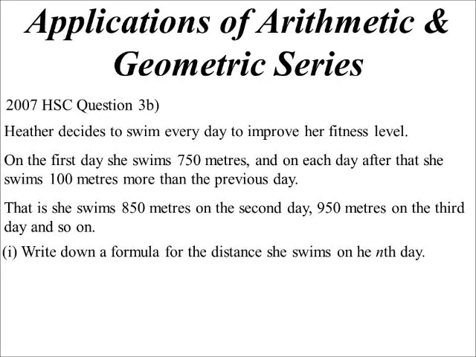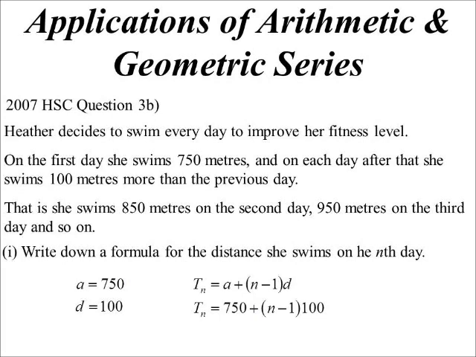Alright, so it really is, we just got to pull out the data. So the first term is the 750 metres. Common difference, well, every day is 100 metres. We have our general term, a plus n minus 1 d, subbing it in, and we come up with a formula. So it's really no different. It's just being able to pull the data out of the question.